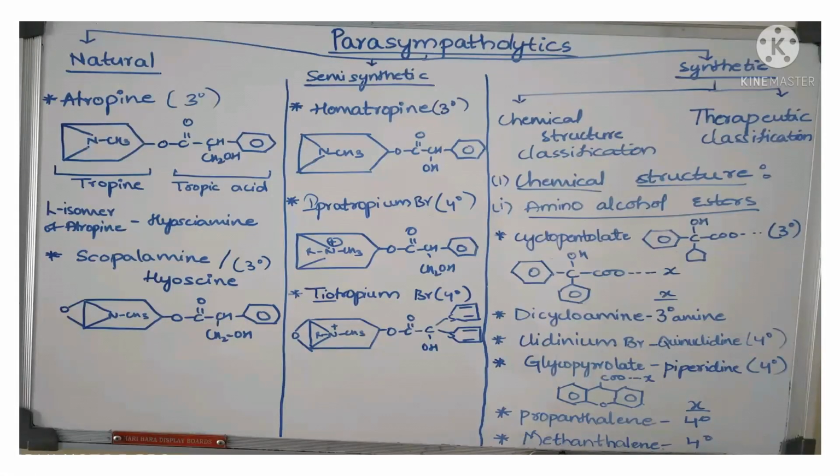Cyclopentolate, dicyclomine, clidinium, and glycopyrrolate. Two more drugs are there, propantheline and methantheline. Here it is not ending with -ium, but it is still quaternary. Sometimes some compounds are like that; I think only these two are there. Propantheline and methantheline are again quaternary compounds.